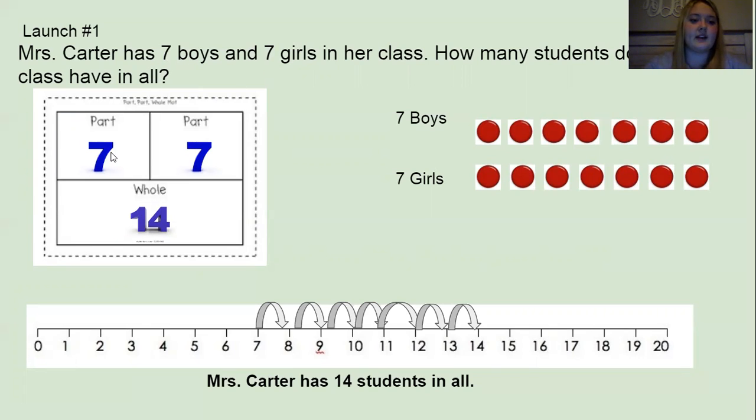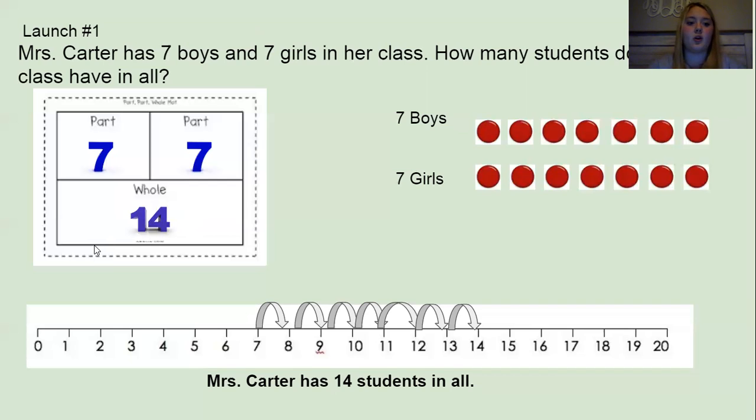So when I put my 7 and my 7 on my part whole mat, I can count on from there. So I'm going to take the 7, I'm going to put it in my brain, and I'm going to count up 7 more. Ready? Count with me. 7, 8, 9, 10, 11, 12, 13, 14. I know now that if I add 7 and 7, I get 14, which is my whole number, which is the answer. With our part whole mat, we can find that the answer to how many students has Miss Carter's class have in all is 14.